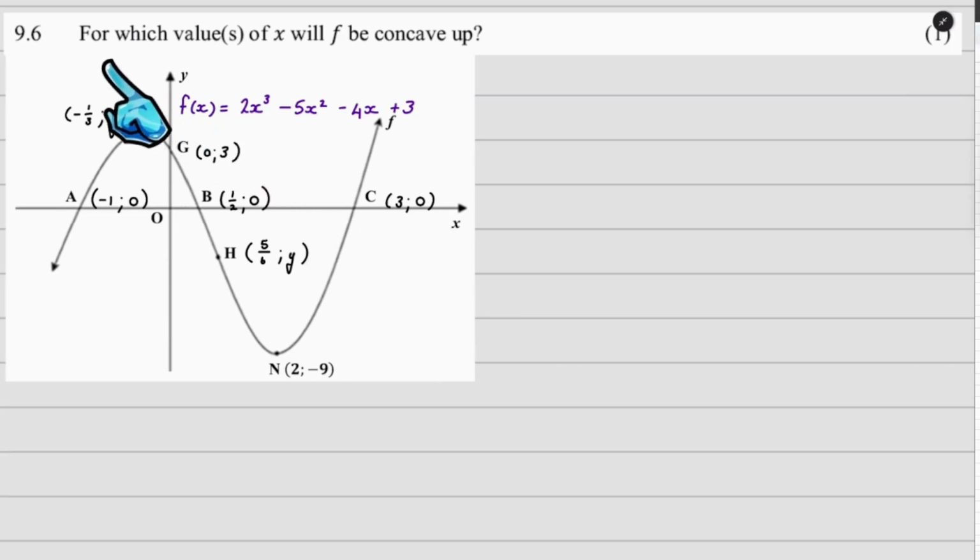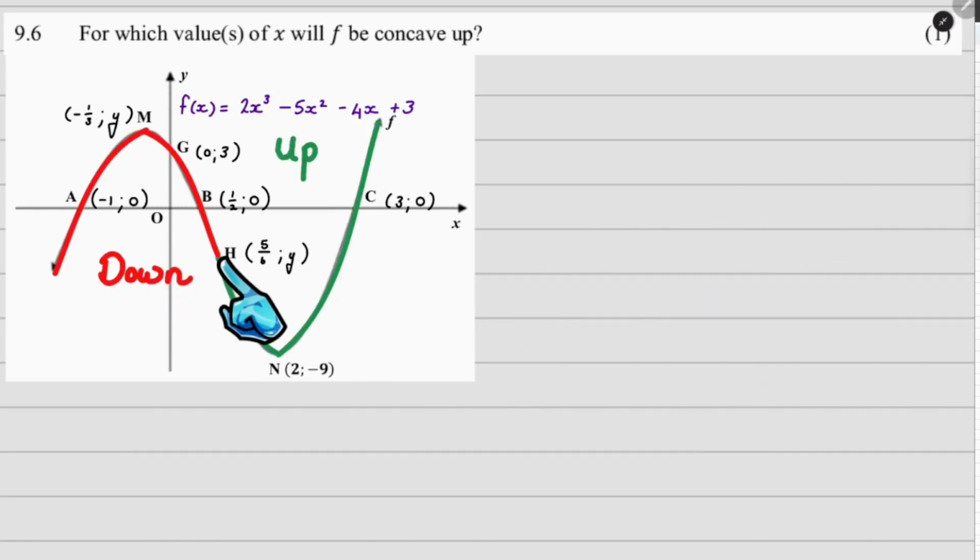Then 9.6 asks us for which values of x will f be concave up. So they're asking you which part of the cubic function is the happy part, and your point of inflection is your cutoff point here. That's where it changes from happy to sad. So let me show you a better way to see that.